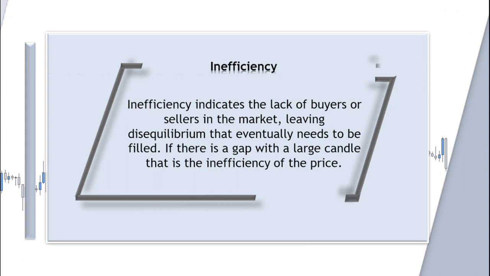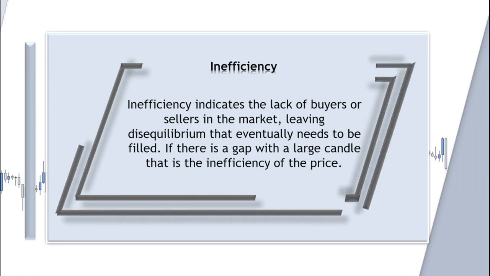The fifth principle is inefficiency. Inefficiency indicates the lack of buyers or sellers in the market, leaving a disequilibrium that eventually needs to be filled. If there is a gap with a large candle, that is the inefficiency of the price.